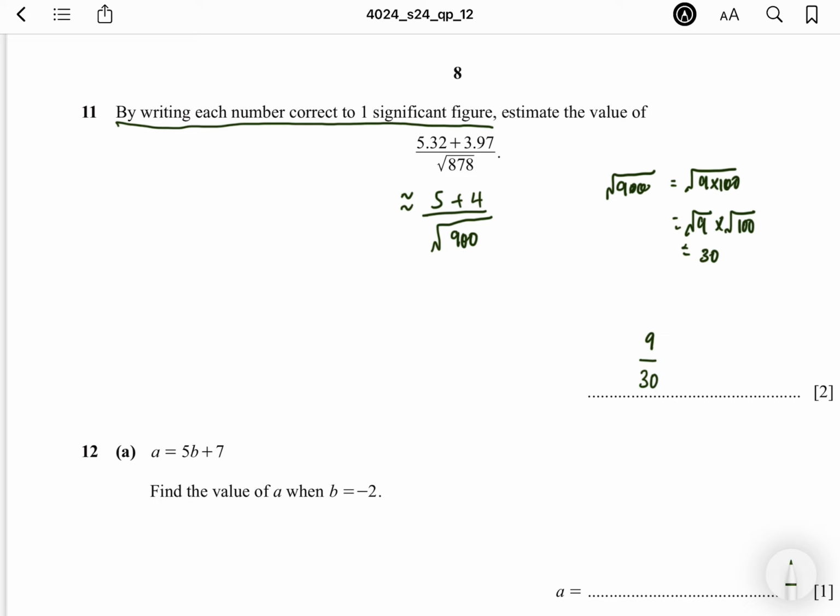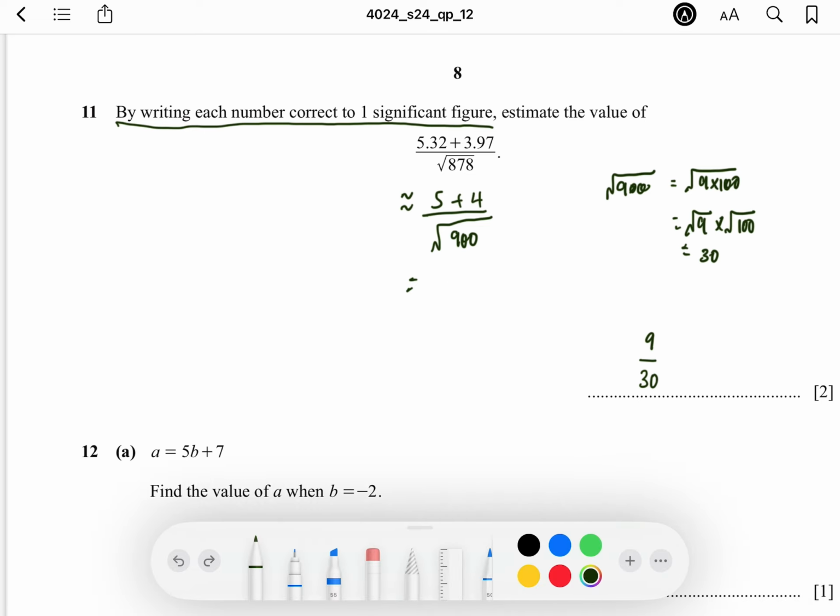Okay. So, that means 5 plus 4, that's 9 over 30. Simplify this one, that's 3 out of 10. You can leave it as 3 out of 10 or you can put it into fraction. Either way, it's still correct.